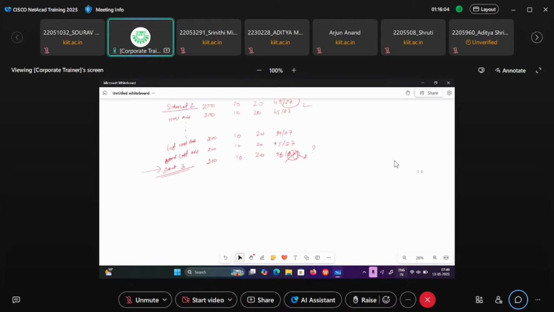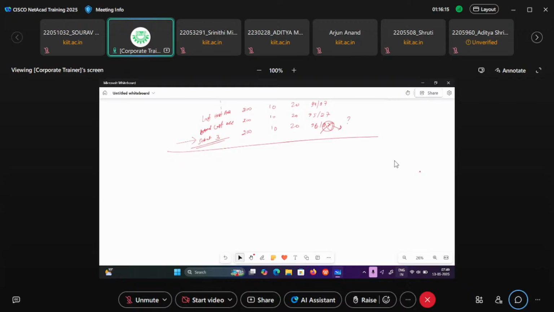Remember this. So now let's move ahead with the third subnet, where the required host is 10. So here you can write it down. Like after this, when you go for the required host, host equal to 10. Sir, I have a question. Yeah, ask me.